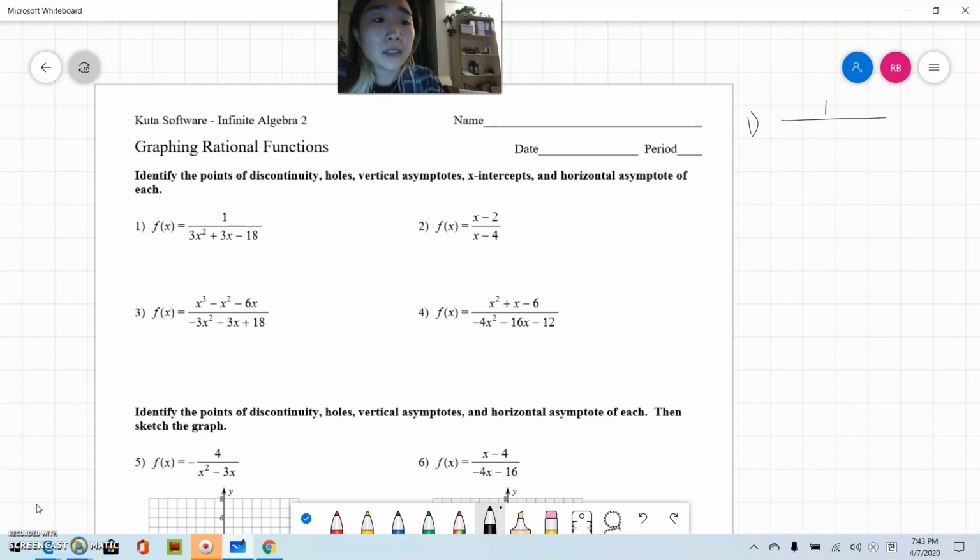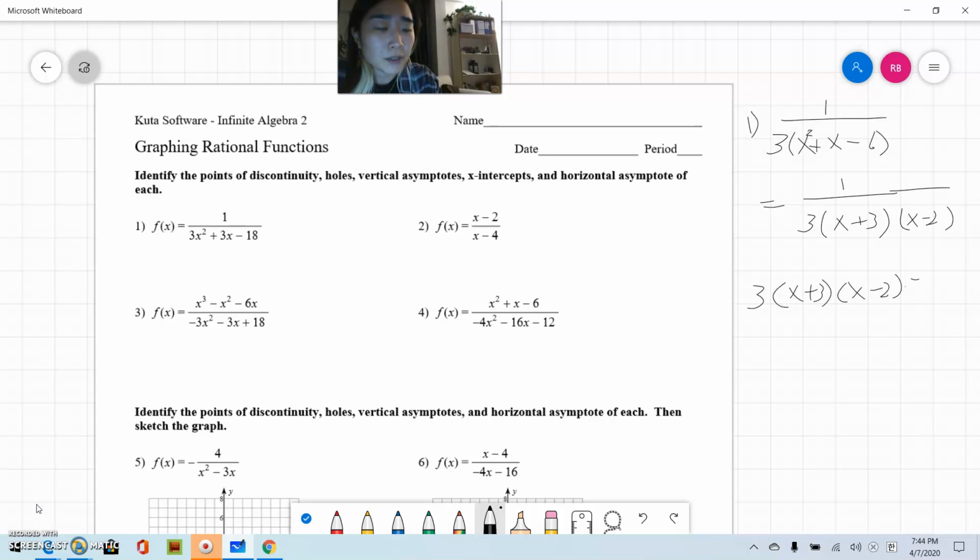We need to factor the denominator, and in factoring, GCF is always the first step. So I'm going to factor out the GCF. Then I'm going to factor two numbers that multiply to 6 but add to 1, which is this. So once I have this, I can set the bottom equal to 0 to find my vertical asymptote.